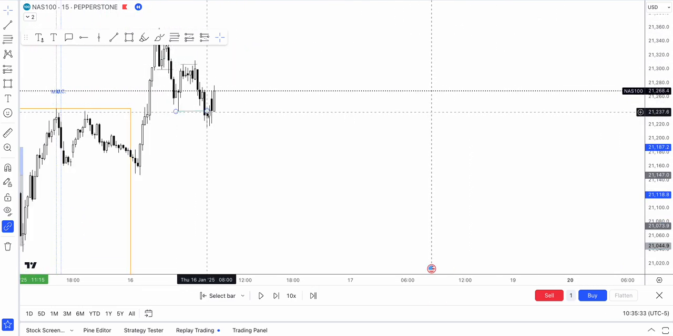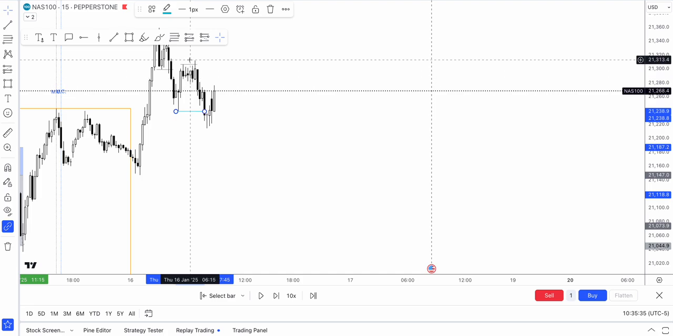So we get sell side liquidity sweeps here as well, and then a minor buy side liquidity sweep, but we're looking for buys only, so that doesn't really matter.